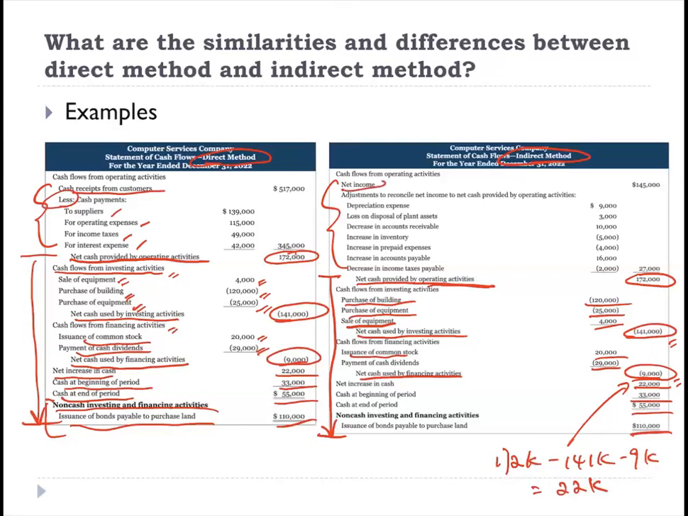So it starts from the firm's net income, and then it is going to make some adjustments to reconcile the firm's net income to cash flow from operating activities. Specifically, we need to add back depreciation expense and loss on disposal of plant assets, because depreciation expense decreases the firm's net income, but it doesn't affect the firm's cash flow. The same goes for loss on disposal of plant assets.